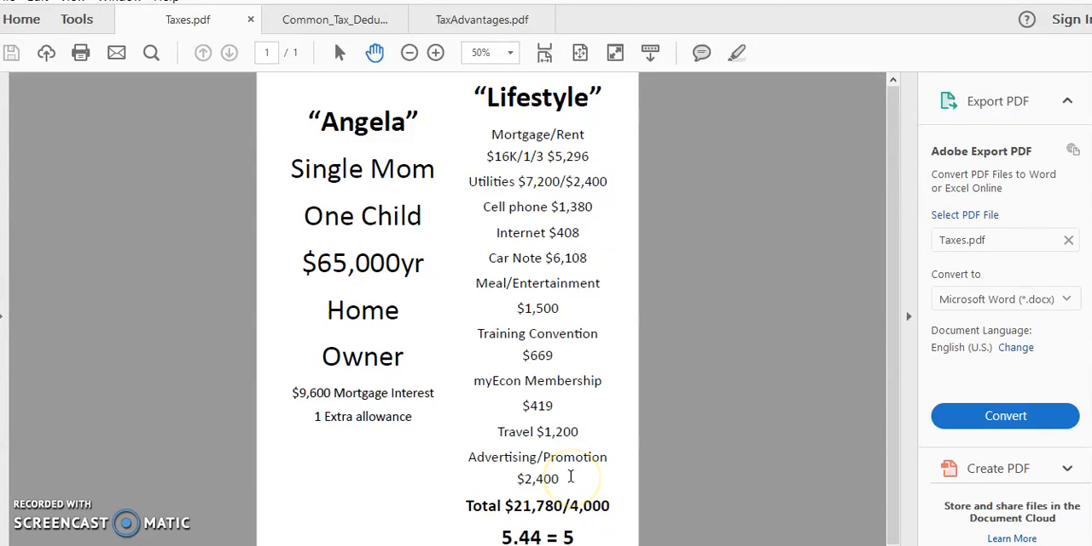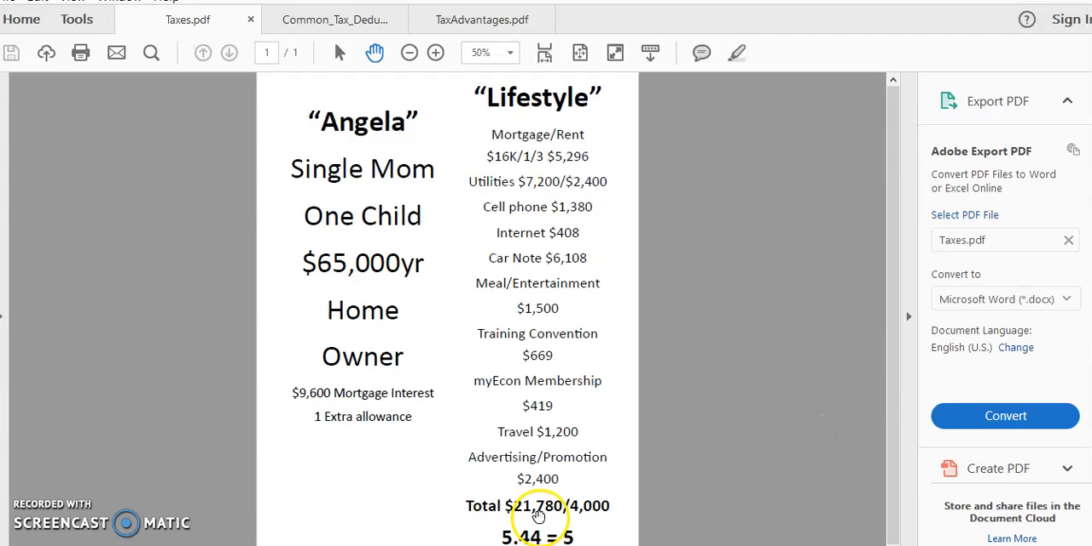And let's talk about advertising and promotion. I'm paying, let's say, $80 a month in the What's Happening magazine, or you're running newspaper ads, or you're going out and getting prints. You're printing out flyers and brochures and business cards. You're advertising online. You're buying Facebook ads, or you're advertising through pay-per-click advertising. Whatever that cost is for you, you enter it here. So I'm just going to say $1,200. Again, this is just an estimate of my lifestyle.